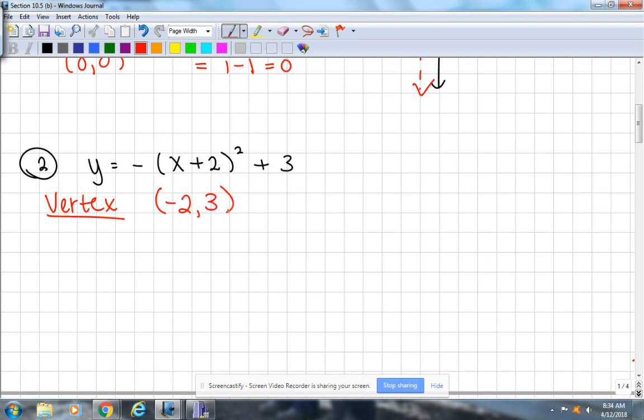So any questions about how we get the x and the y of the vertex? Change it, keep it. In that order. Change it, keep it. All right. So my axis of symmetry is going to be x equals what number? Yeah, the x value of the vertex, -2. So now you're ready to start graphing it.